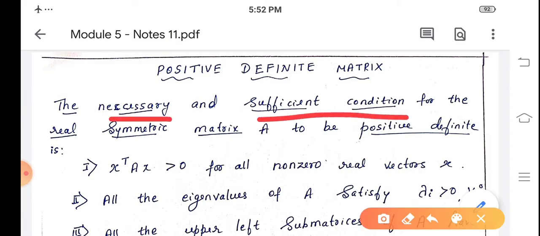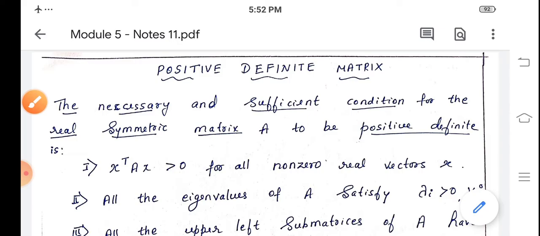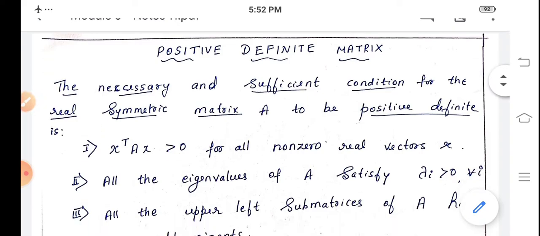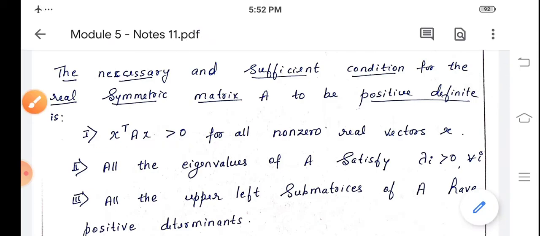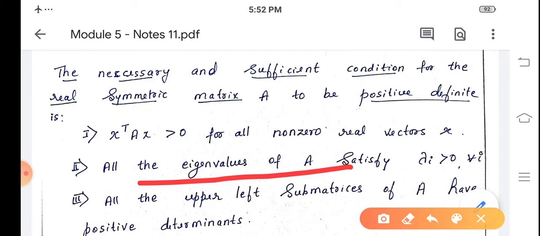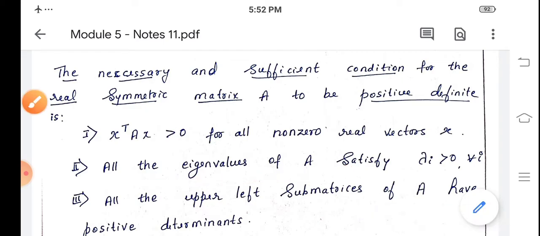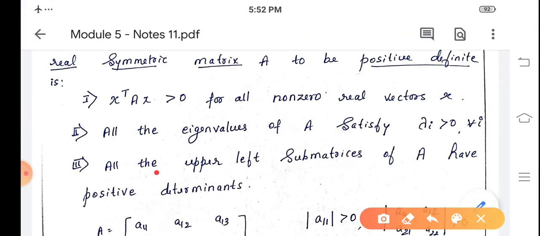The necessary and sufficient condition for the real symmetric matrix A to be positive definite is X transpose AX is greater than 0 for all non-zero real vectors X. The eigenvalues of A satisfy lambda i greater than 0 for all i. That is, all the eigenvalues of A should be positive. And all the upper left submatrices have positive determinants. If we take all the upper left submatrices, the determinant should be greater than 0.